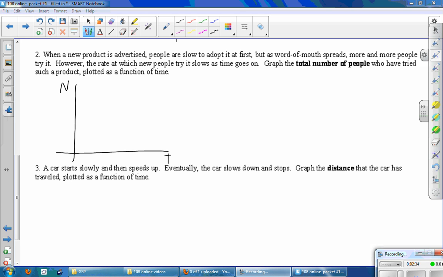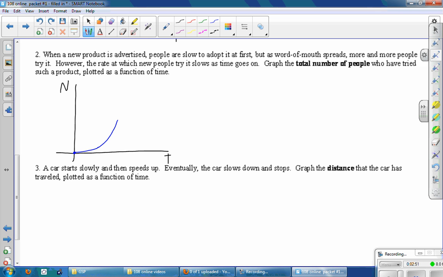So at time t equals 0, let's suppose that nobody's tried it. And then we're going to be slow at first. So we're going to be increasing but slowly. And then it's going to speed up as more and more people try it. So the number of people is going to increase kind of rapidly.